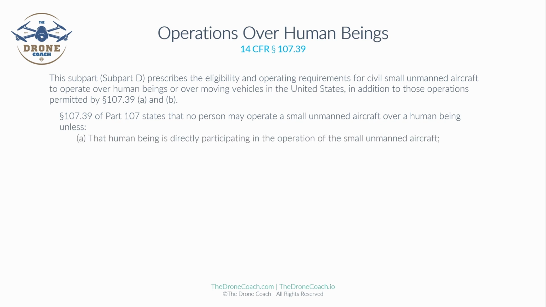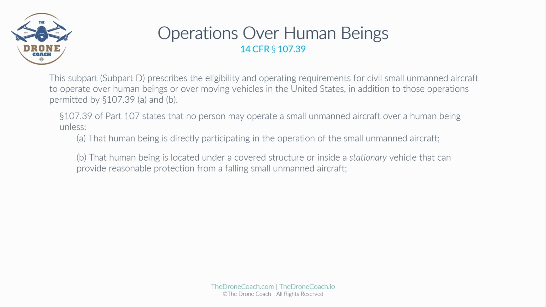human being unless that human being is directly participating in the operation of the small unmanned aircraft, or that human being is located under a covered structure or inside a stationary vehicle that can provide reasonable protection from a falling unmanned aircraft, and the person meets the requirements of at least one of the operational categories specified in this Subpart D.